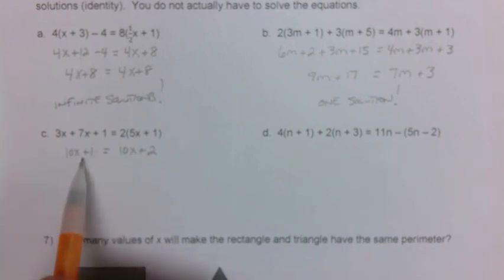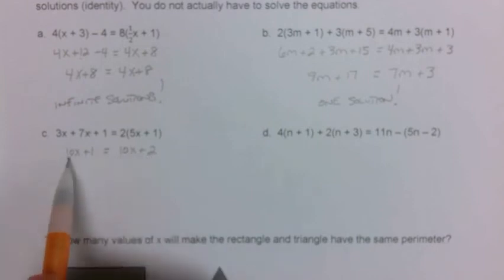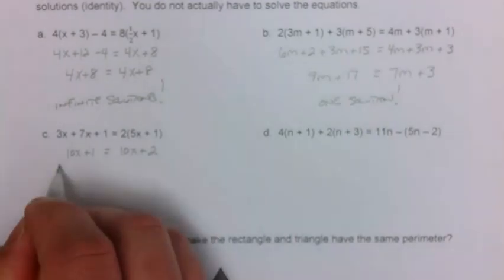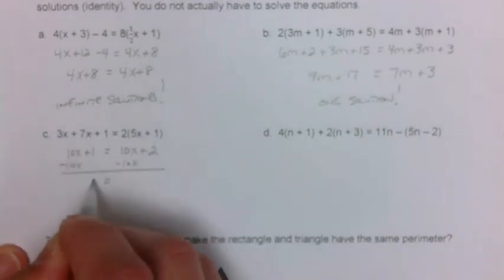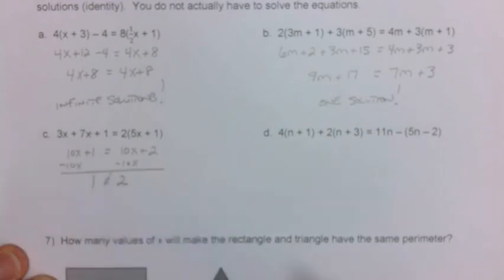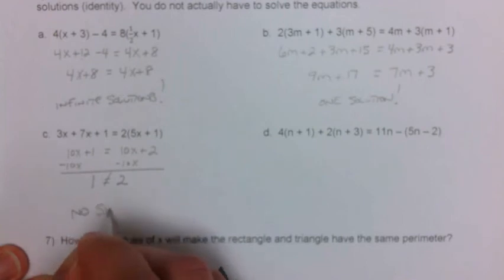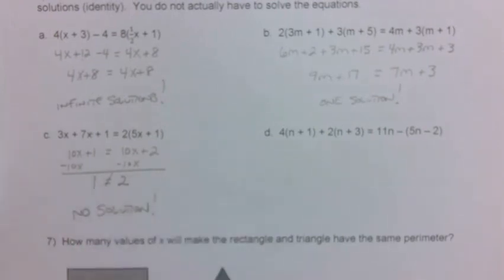Now, 10x plus 1 is not equal to 10x plus 2. The variable terms are the same, but the constants are different. So if I were to subtract 10x from each side, I would end up with 1 equals 2, which isn't true. This is an inconsistent equation, so there is no solution. There's no value of x that I would be able to substitute in.